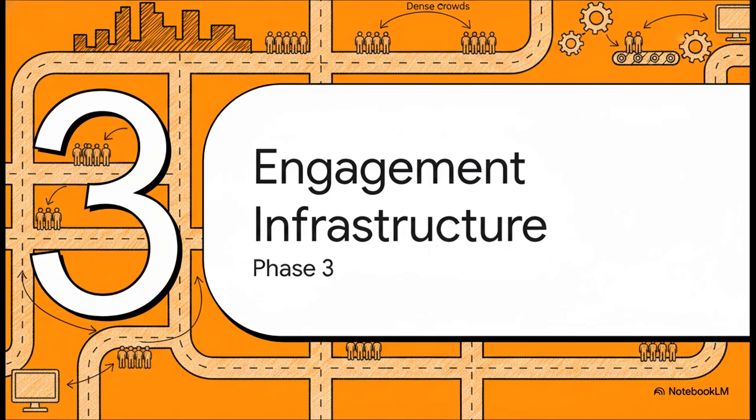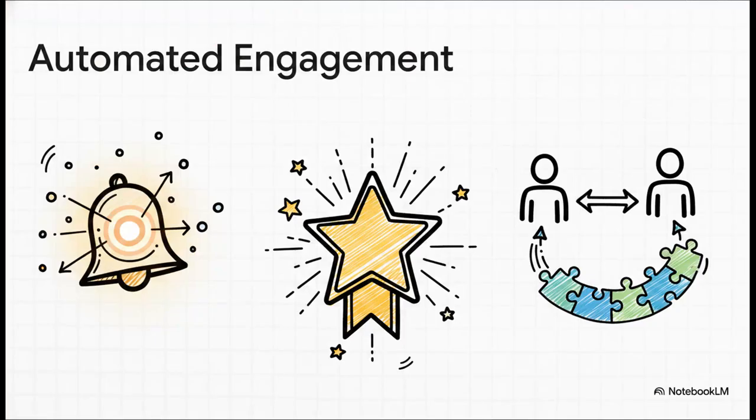Phase 3, the infrastructure of engagement. Okay, so you've got this great culture going, and you've got your dense little crowd. Now, to keep them sticking around, you've got to build the roads. You have to automate your engagement loops.